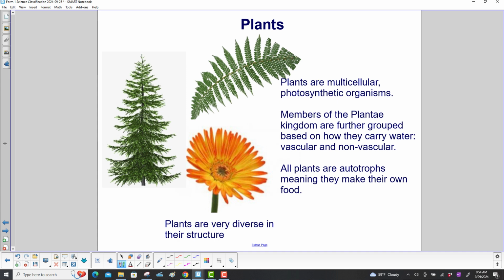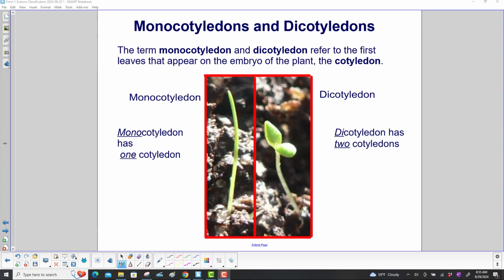All plants are autotrophs, meaning they make their own food. Plants are very diverse in their structure. The terms monocotyledon and dicotyledon refer to the first leaves that appear on the embryo of the plant, the cotyledon. So over on the left here, we have a monocotyledon that has 1 cotyledon. A dicotyledon has 2 cotyledons, 2 here and 1 up here.